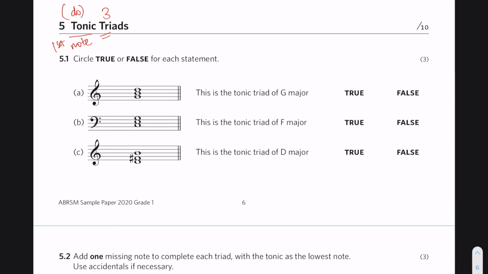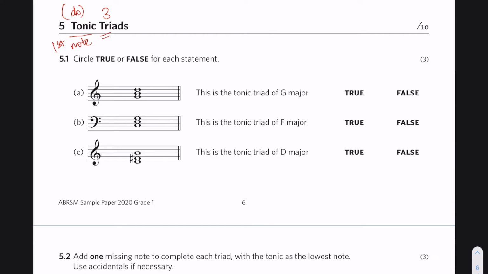So a tonic triad is a simple chord with just three notes, with the do or the first note being the lowest note. A triad is always made up of the root, which is the lowest note, plus a third and a fifth above it. And it's very easy to build a triad once you know the lowest note. All you need to do is to add a third and a fifth on top.